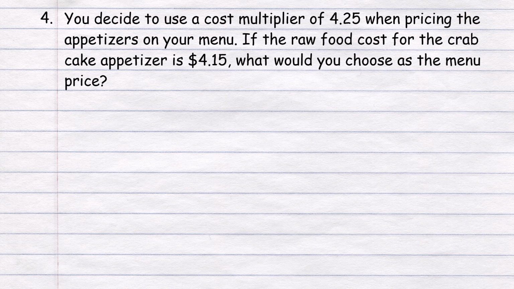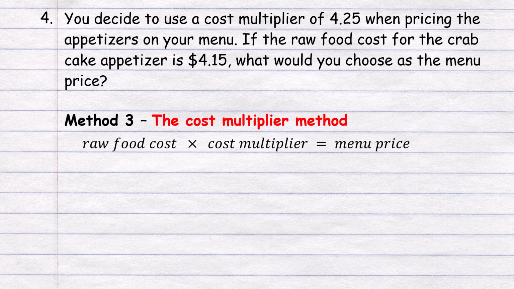All right, number 4. You decide to use a cost multiplier of 4.25 when pricing the appetizers on your menu. That means everything on the menu in the appetizers section, you take the cost and you multiply it by the same number, 4.25. If the raw food cost for the crab cake appetizer is $4.15, what would you choose as the menu price? Right? Again, keywords. Cost multiplier. Right? So that's the method we're using.